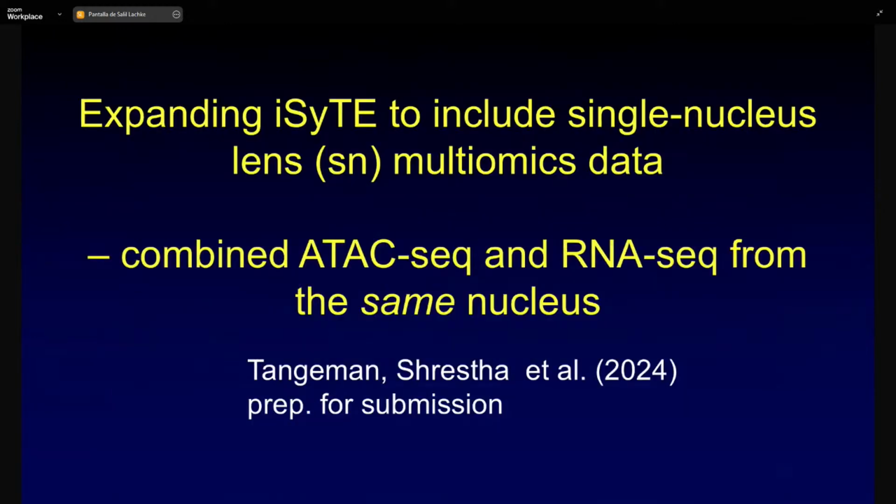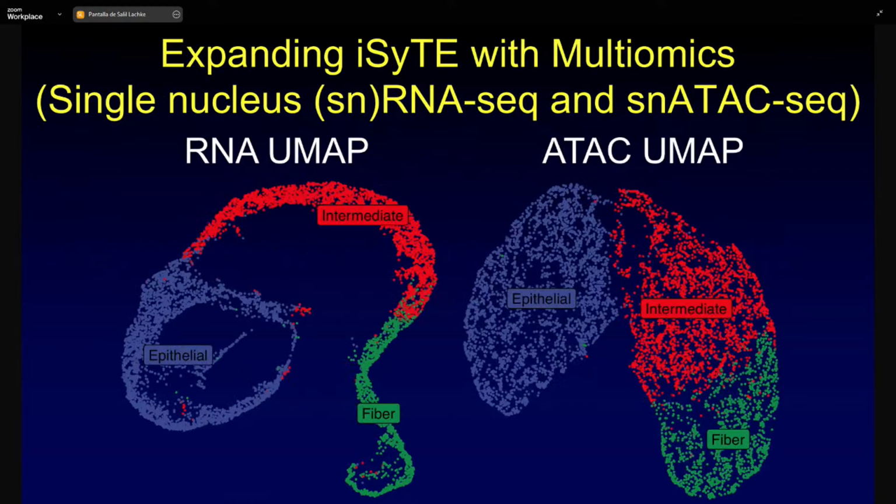And of course, this is based on bulk RNA-seq and microarrays, which are slightly older technologies, although very effective. But now we are expanding this iSyTE database by using single nucleus multiomics. What I mean by single nucleus multiomics is combined ATAC-seq, which gives you the chromatin status of a particular nucleus, and of course RNA-seq from the same nucleus, which is a very powerful tool.